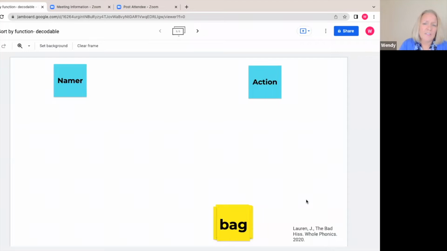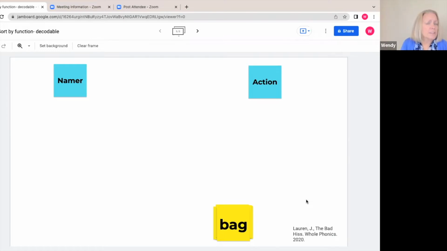Today, we'll be working on the namer and the action and having our students figure out whether the word that we're asking them to read is a noun, a person, place, or thing, or is it an action word, a doing word. I have chosen words out of a decodable text. So that means that this is a stage 1 lesson.